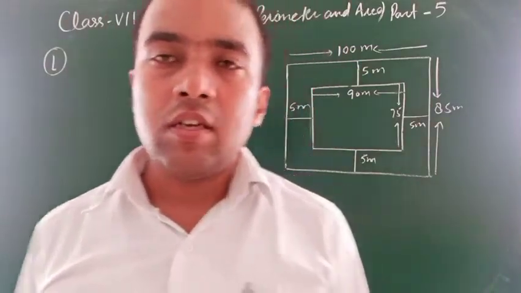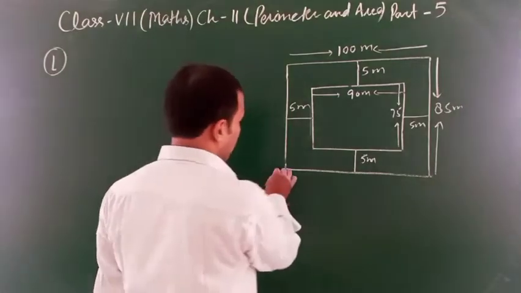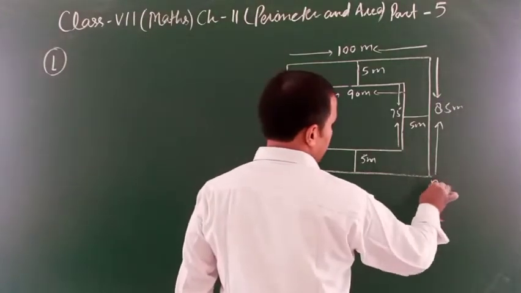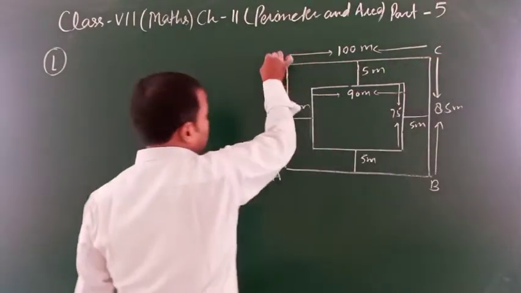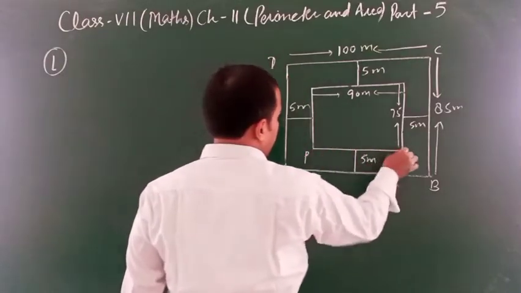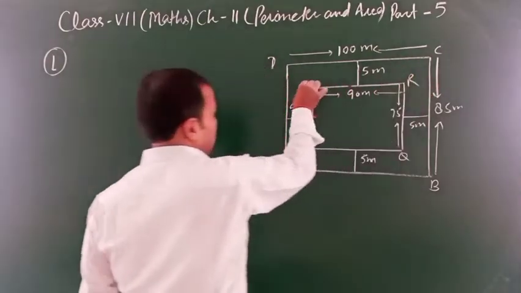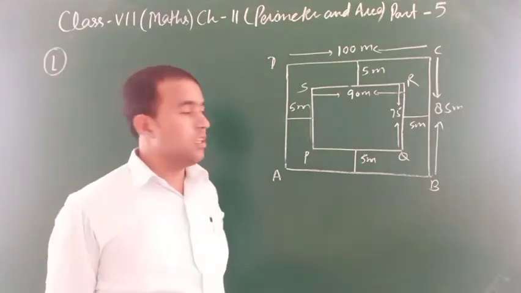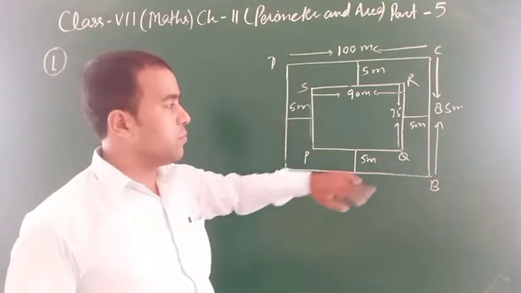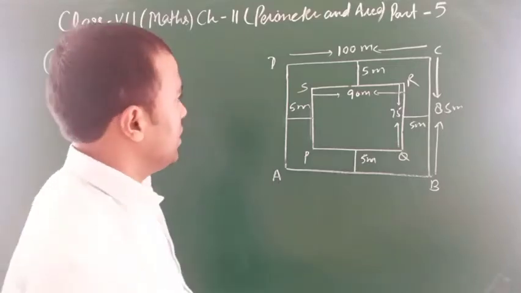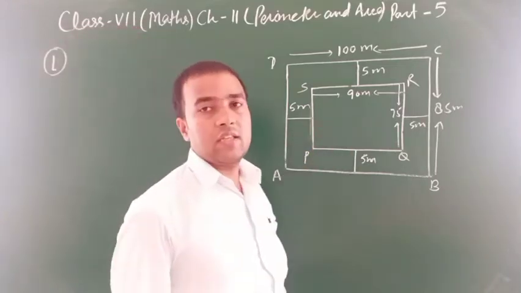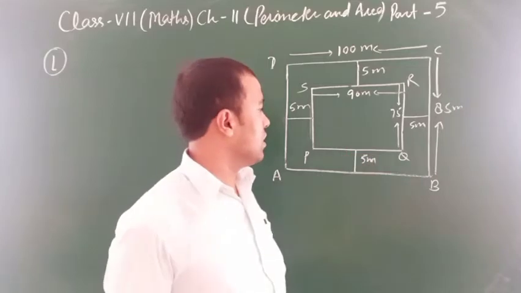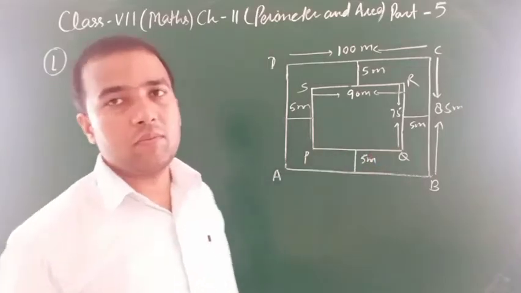Okay? Means rectangle ABCD and it is PQRS. Means in rectangle ABCD, length equal to 100, breadth equal to 85. In rectangle PQRS, length equal to 90 meter, breadth equal to 75 meter. Okay?